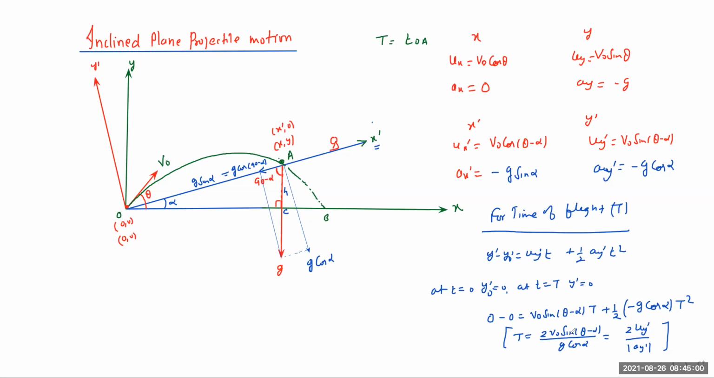Sir, I got H as a little big answer. Sir, OC is equal to V naught cos theta t. Yeah, how much? V naught cos theta t. Correct. Yeah, that's the right answer.